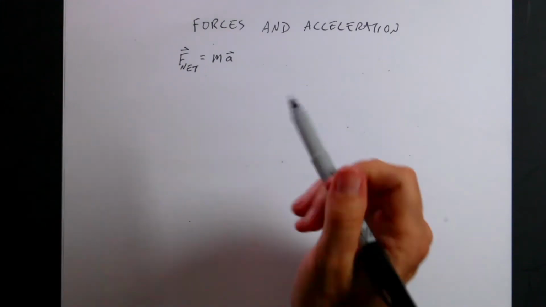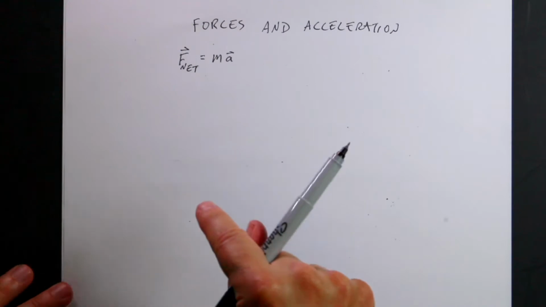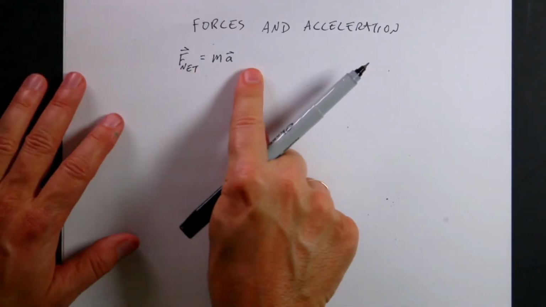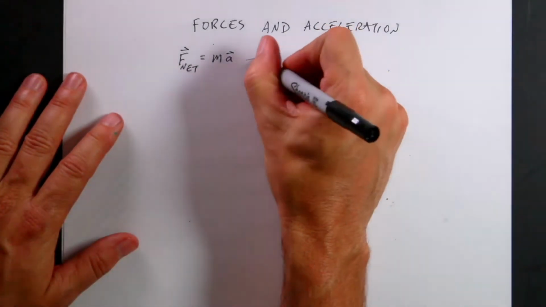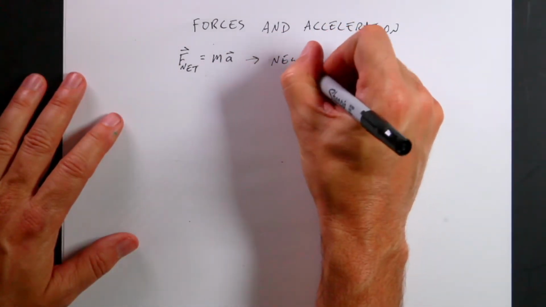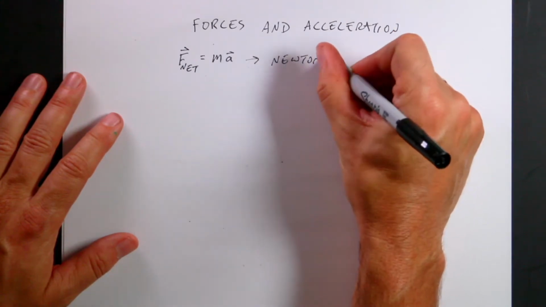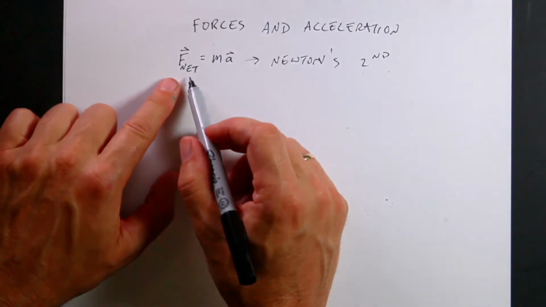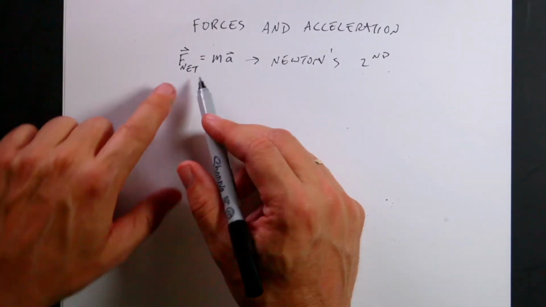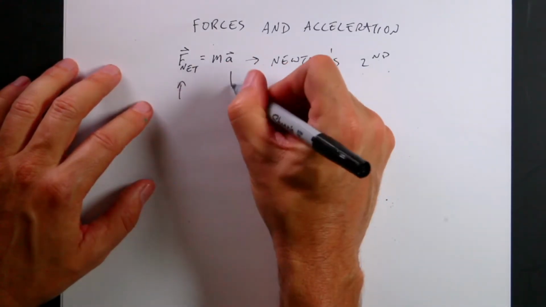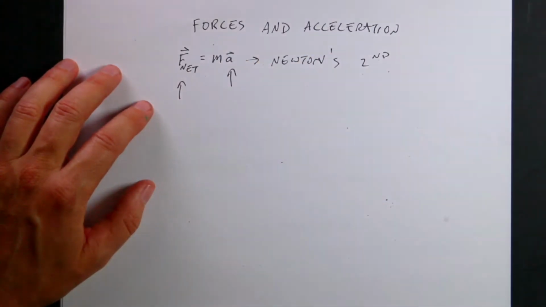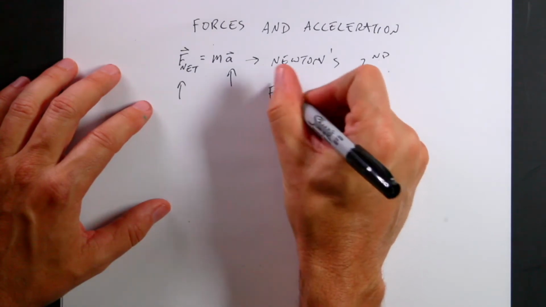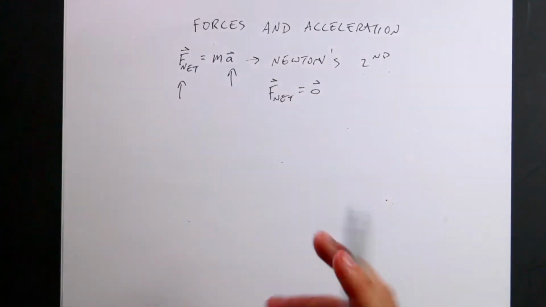Okay, so in the previous video, we talked about forces and the nature of force, and we mentioned this idea, a lot of times called Newton's second law. It says that the total force on an object is equal to the mass times acceleration. Force is a vector, and acceleration is a vector. In the previous case, we looked at the special case where F net is equal to the zero vector. That would be equilibrium.